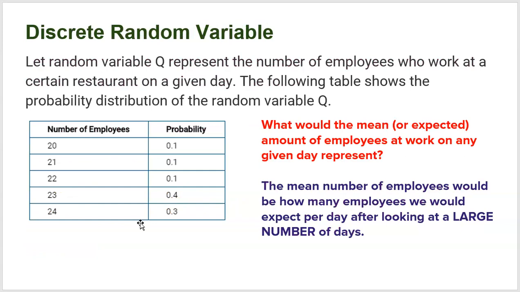Let's go back to this example where we're looking at Q, the number of employees that work at a certain restaurant on a given day. Again, on any one given day, there's 5 outcomes. Let's just say on day 1, there's 22 people at work. Well, that's just one day. But imagine we were to repeat this random variable many, many days, right?